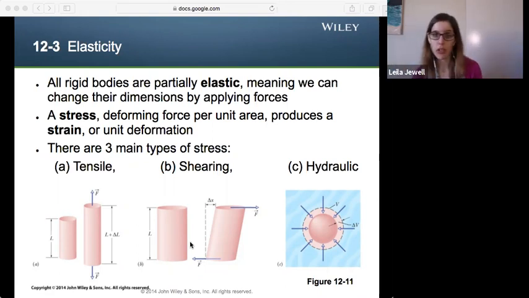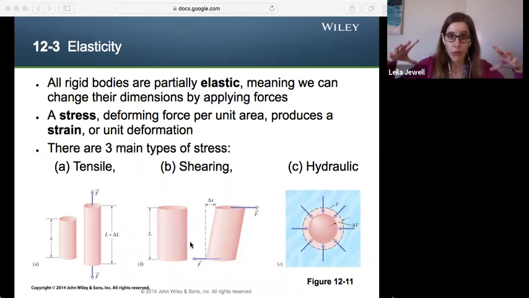Finally, the last one is hydraulic, and this one you can imagine being in a liquid or a gas and having pressure coming in from all sides, and that changes the volume of something. Like if you put a balloon in gas, and you change the pressure, that will exert a force on all the sides of the balloon, and the balloon might then compress. There'd be some change in volume.